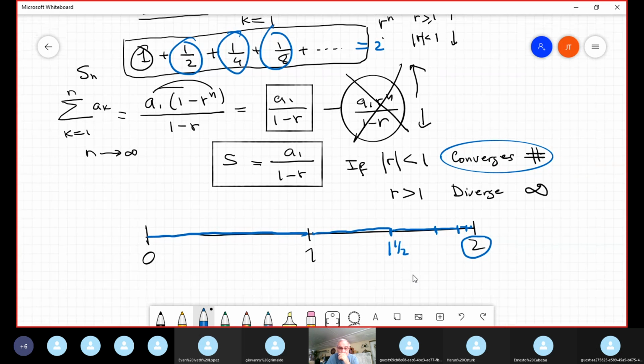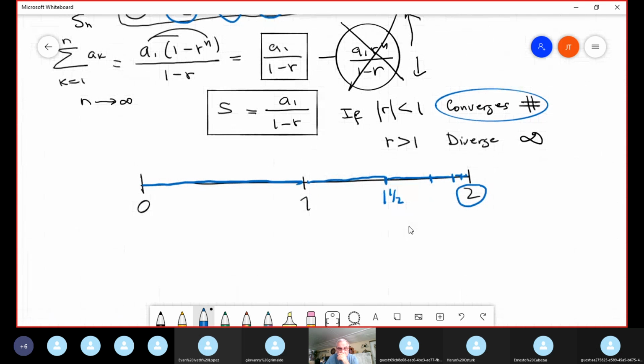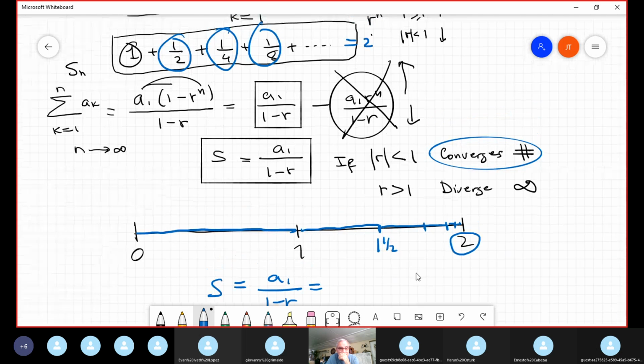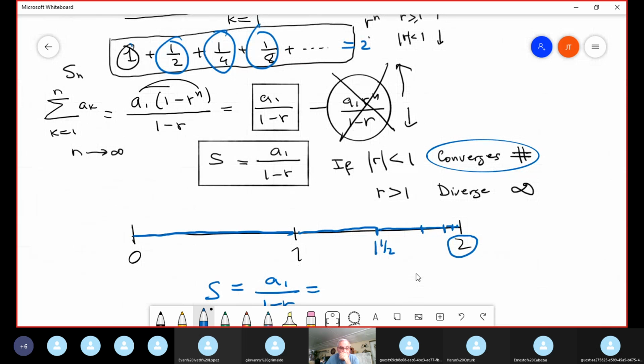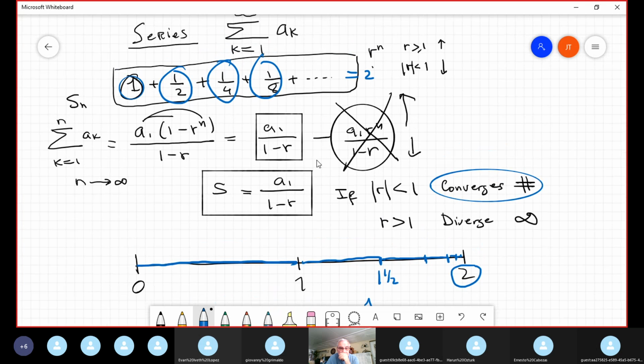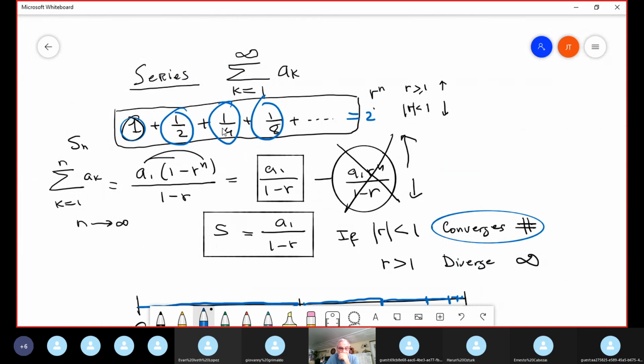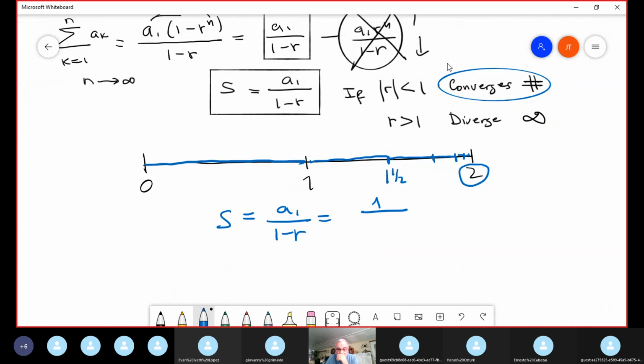Because this formula you teach me, no? Summation is equal to A1 over 1 minus R. Who is A1 in my problem? A1 is 1, the first one. And what is the common ratio? The common ratio we studied was 1/2, because 1/2 divided by 1 is 1/2, and 1/4 divided by 1/2 is 1/2 again. Okay, the common ratio is 1/2. This is 1 minus 1/2, and 1 minus 1/2 is 1/2. And the reciprocal of 1/2 is 2, exactly the same.